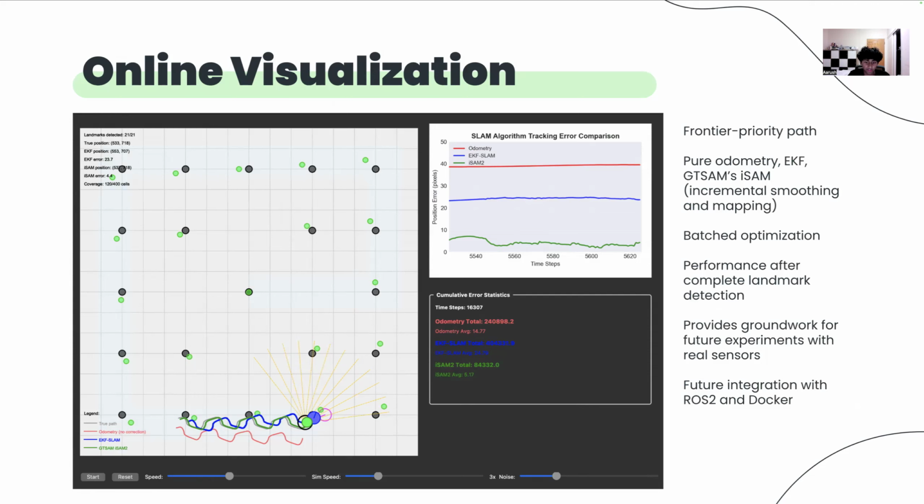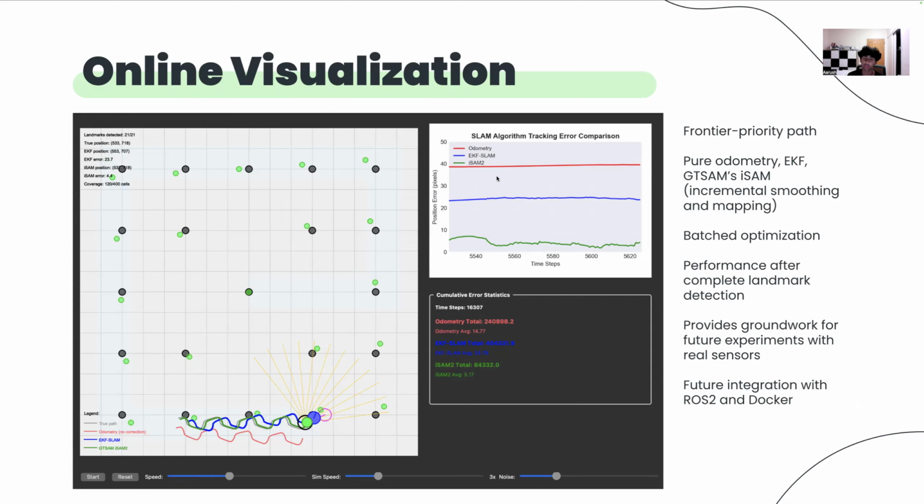And lastly, we have iSAM2, which stands for Incremental Smoothing and Mapping. This is GTSAM's iSAM, created by GTSAM. It is the most accurate, with the smallest amount of pixel errors, which is around 5.17. Very accurate, basically the best.